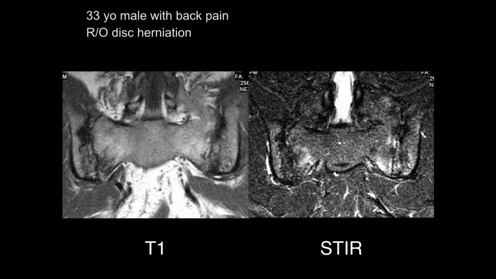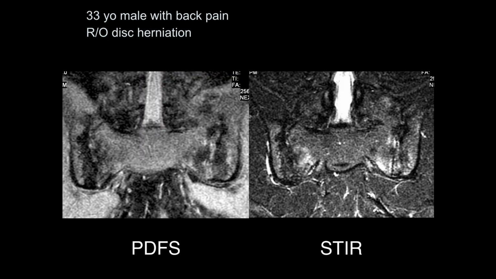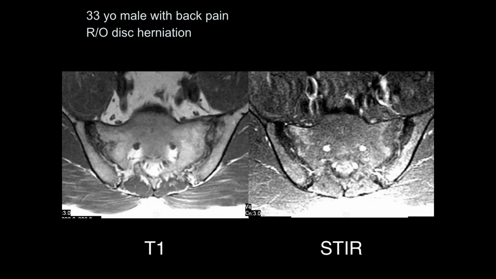Shiv, what do you think of this case? 33-year-old man, back pain, rule out disc herniation. So it looks like we have erosive changes of the sacroiliac joints bilaterally, fair amount of edema. So we're basically showing more severe ankylosing spondylitis. This is a 33-year-old. This diagnosis should have been made 20 years earlier, so you would have stopped it before it got to this stage.